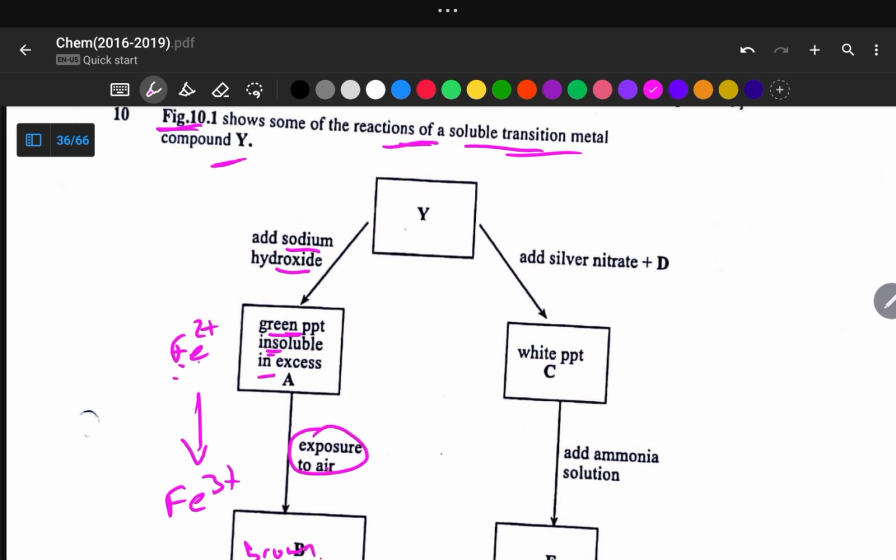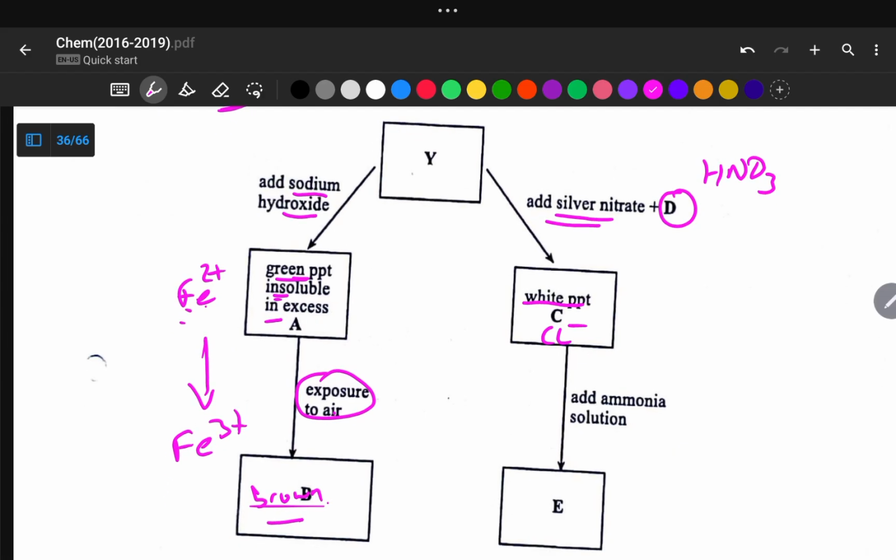So we now move to the anion, right? So for the anions, we're adding silver nitrate plus D. So D is nitric acid. So it's supposed to be in acidic medium, right? And then we're going to observe the white precipitate. So the white precipitate indicates the chloride ions. And then we are going to add ammonia solution. So we're going to form a silver diamine.